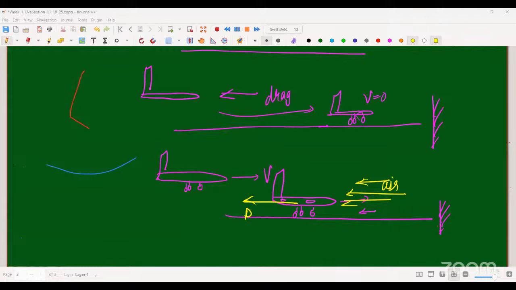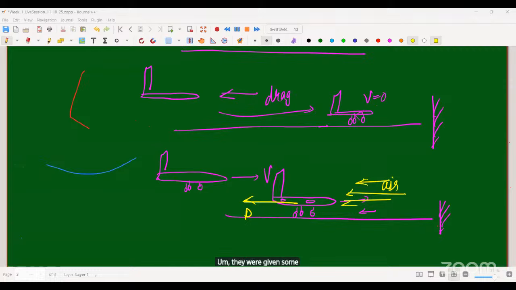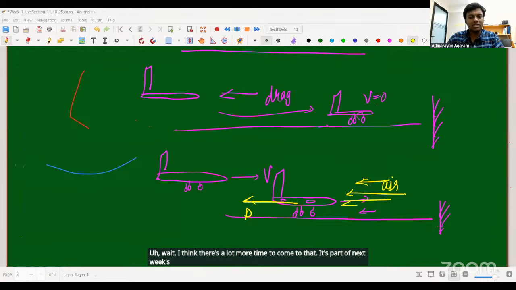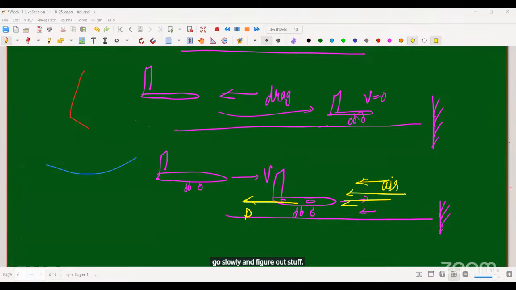Hello, sir. I have a doubt. In the graded assignment, they were given some questions about stall. What is stall, sir? I think there's a lot more time to come to that. It's part of next week's syllabus. Let us not jump the gun right now. Let us go slowly and figure out stuff. You will get it clarified when you do it next week. Okay, sir. Thanks.